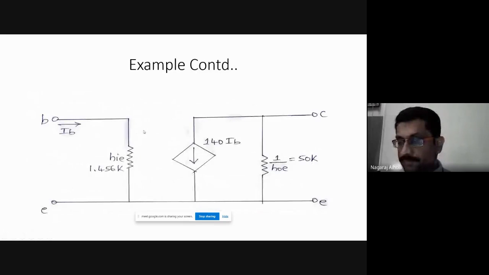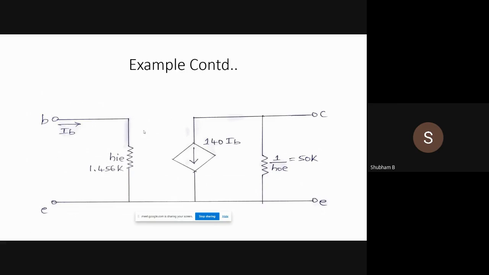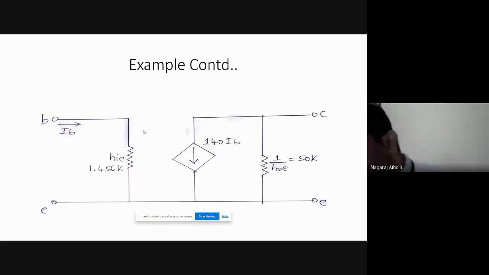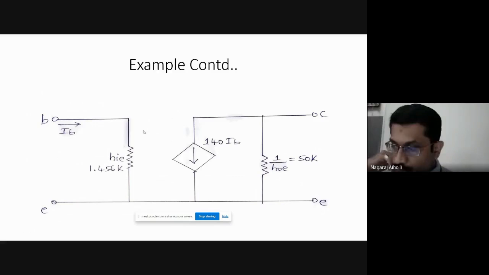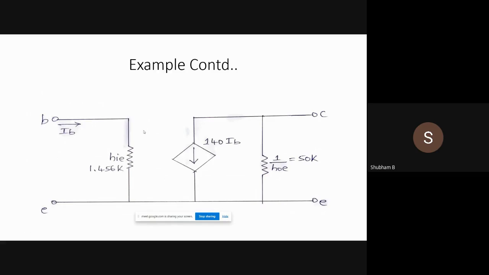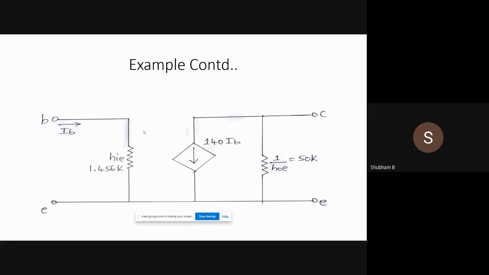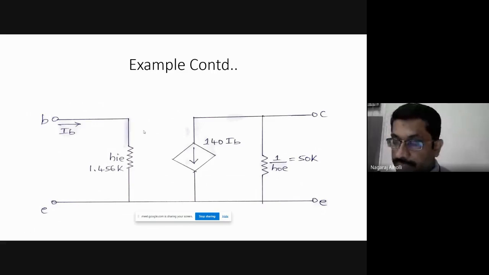Sir, 2000. 2000 Sir, ohms, kilo ohms, or what is it? Sir, 2000 kilo ohms? Yes, sir. So 2 into 10 raised to 3, mega ohms. What is the value you are getting? You tell me. After calculating, I am getting 2000. No, what is the unit? Whether it is ohms or mega ohm or kilo ohm?